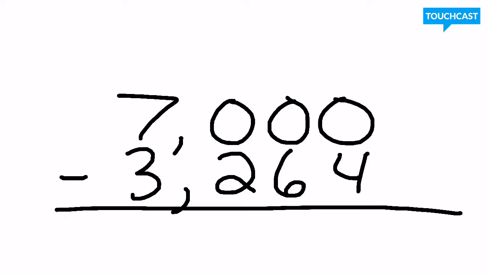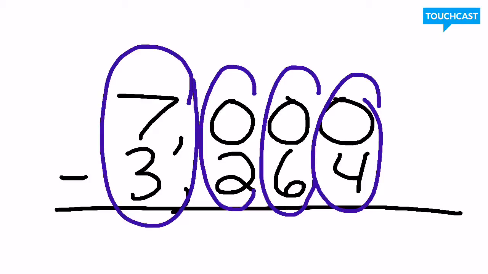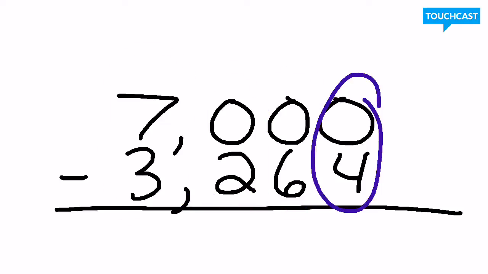We know that these zeros here, as I said, are too small. So I have to go to the first place that I know is going to be okay because my top number is larger than my bottom. That's when I look at my thousands place. The 7, or 7,000, is actually larger than the 3, or 3,000. So I'm going to ungroup or borrow from my thousands place.